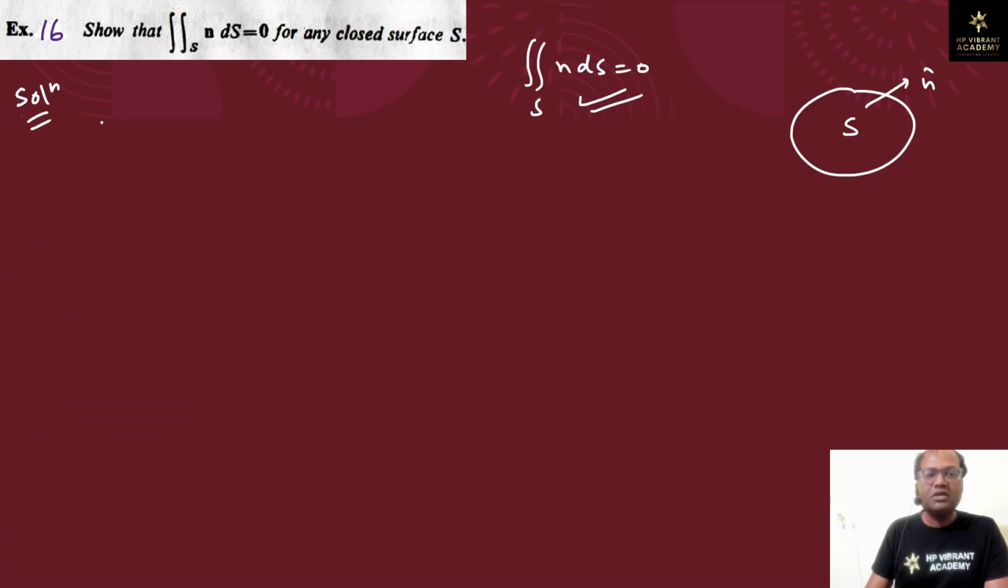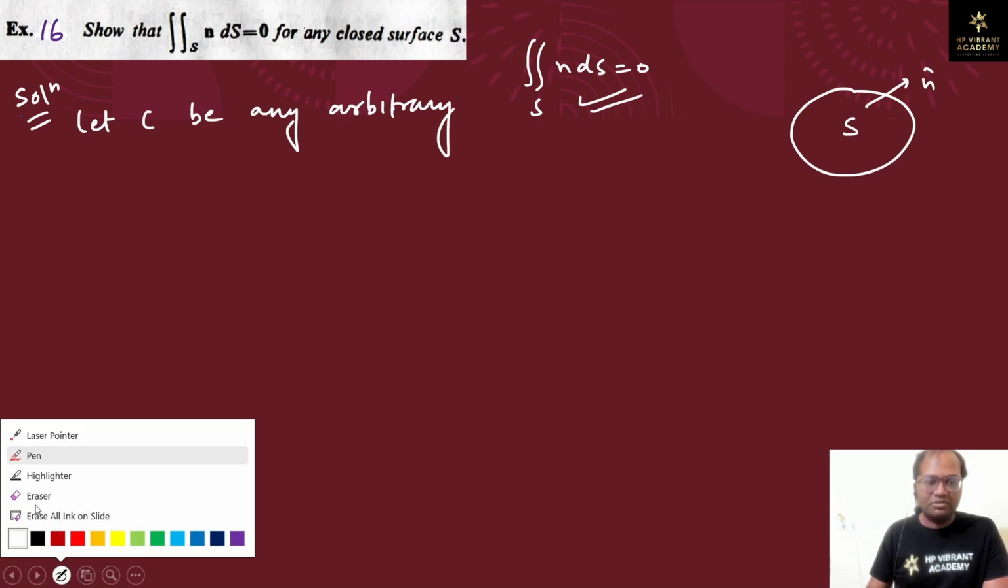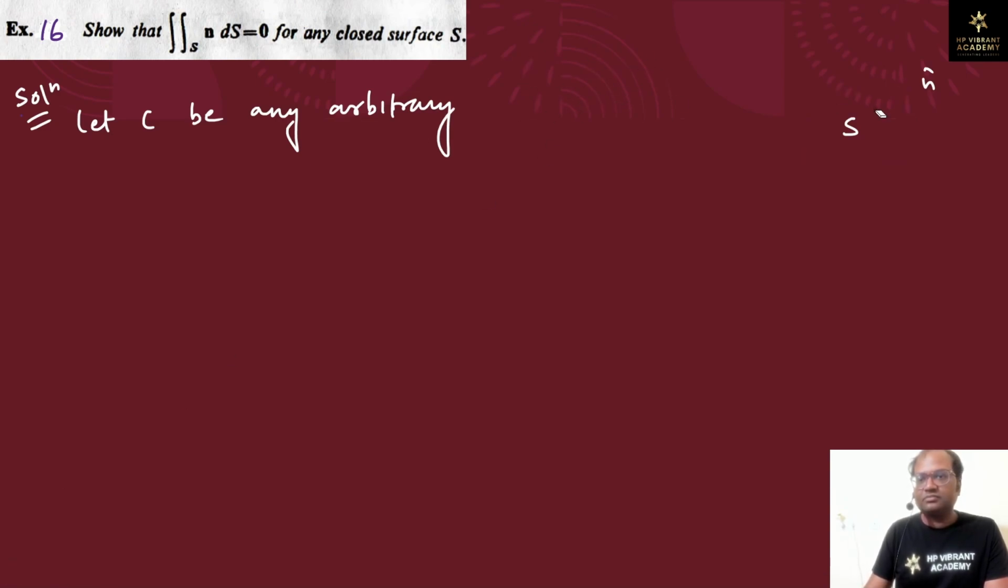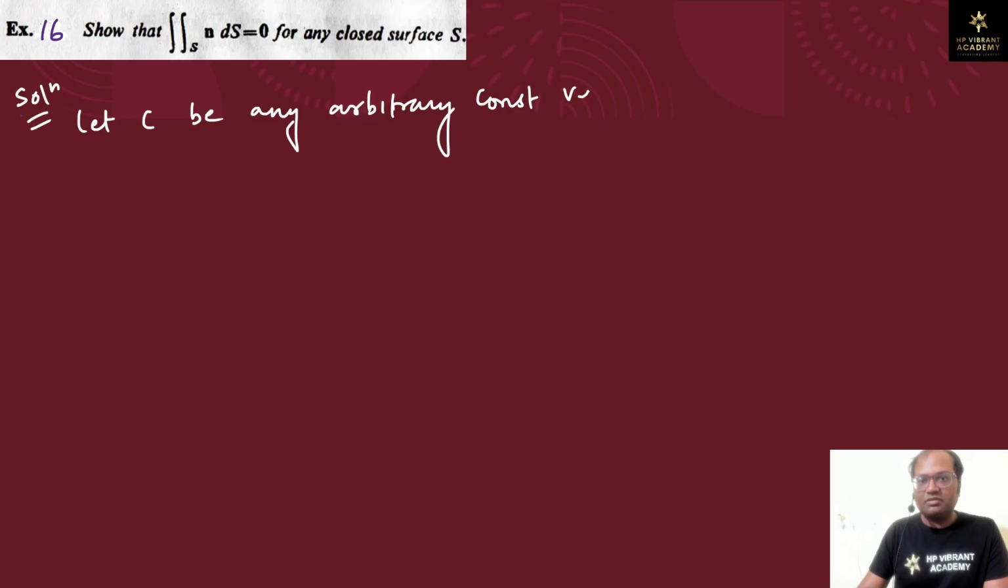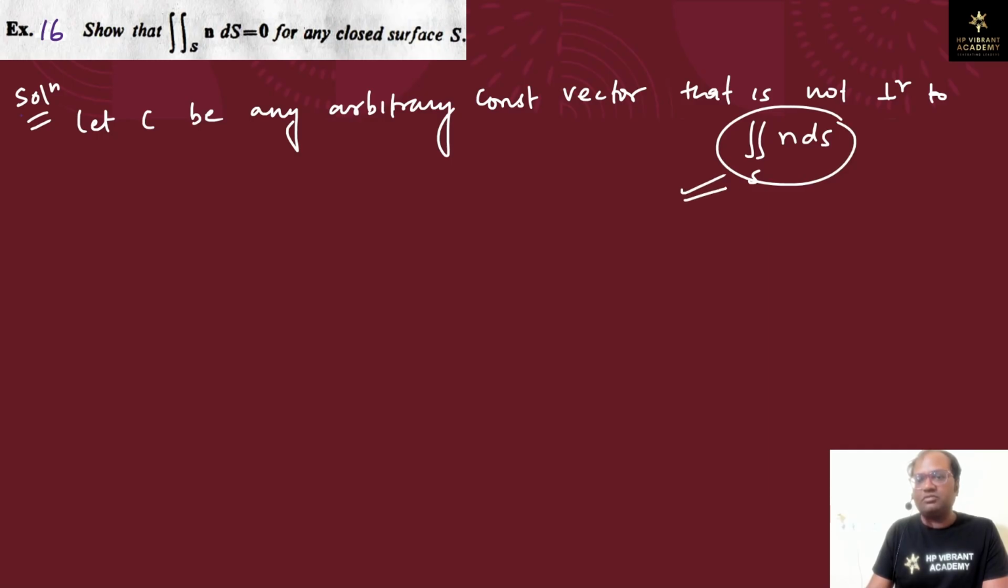Okay, so let us consider, let C be any arbitrary constant vector that is not perpendicular to the surface integral of n ds. Okay, that is not perpendicular to this. So let us write down the expression C dot surface integral n ds. Okay, this we can write as surface integral over S of C dot n ds.